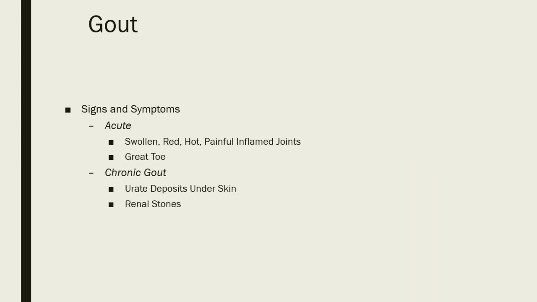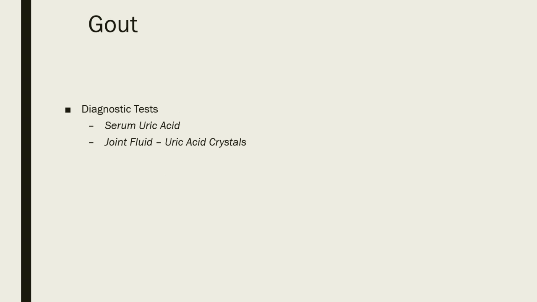In an acute phase, signs and symptoms for gout would be red, hot, swollen, painful, inflamed joints, and this typically occurs in the great or big toe. Chronic gout, the urate deposits under the skin, and the patient could develop renal calculi or renal stones. Diagnostic tests would look at the serum uric acid levels, and you could also do a joint aspiration of the synovial fluid to check for uric acid crystals.